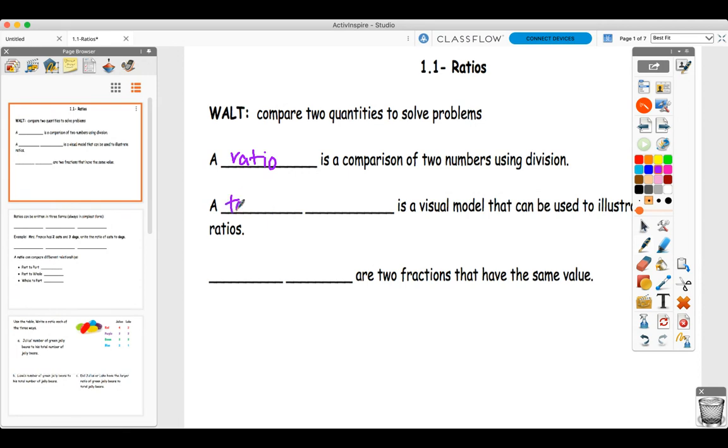A tape diagram is a visual model that can be used to illustrate ratios. Equivalent fractions are two fractions that have the same value. For instance, 1/2 is the same as 2/4, which is the same as 6/12.